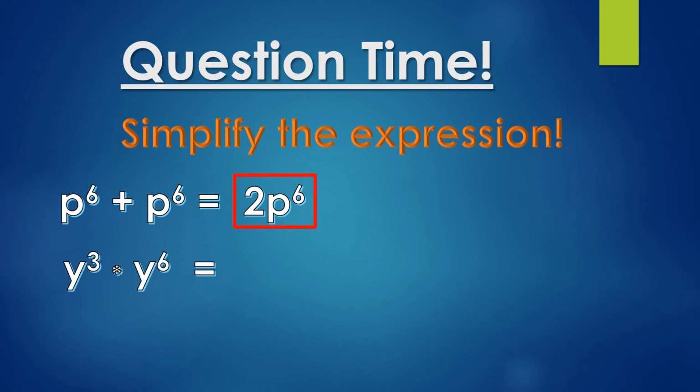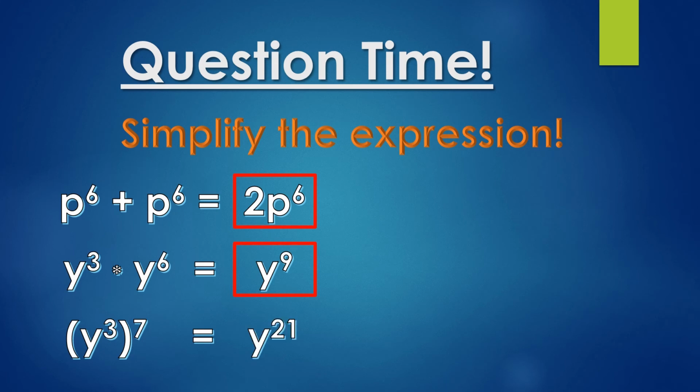Next, we have y to the 3rd power times y to the 6th power. So since we're multiplying, we have to add the exponents. We'll leave the base alone. So y to the 3 plus 6 would be y to the 9th power. Y to the 3rd raised to the 7th power. So again, when we raise a power to a power, we're going to multiply the exponents. So we're going to leave the base alone. That's going to be y to the 3 times 7 power, which would be y to the 21st power.